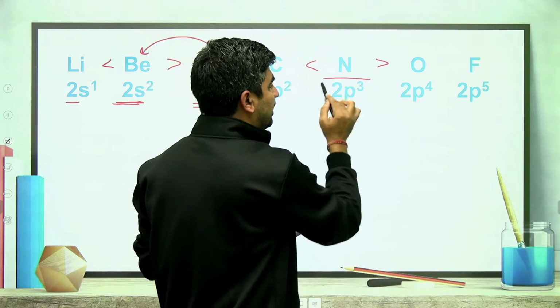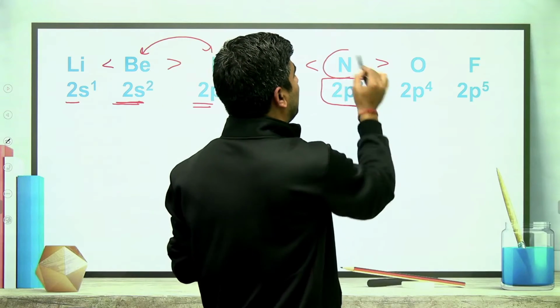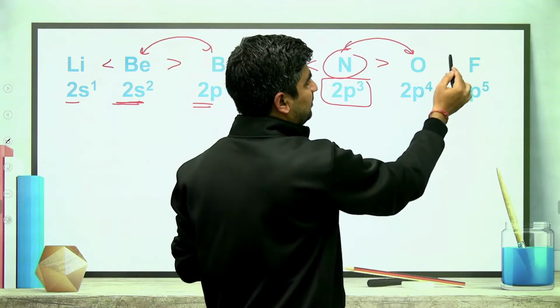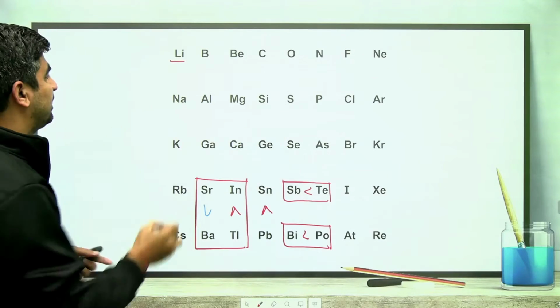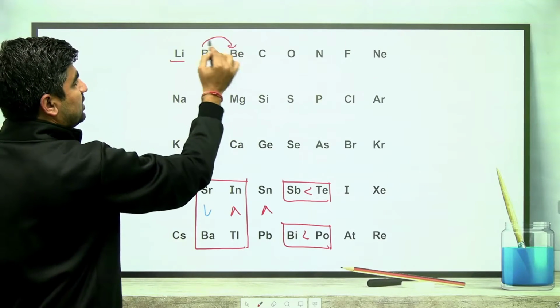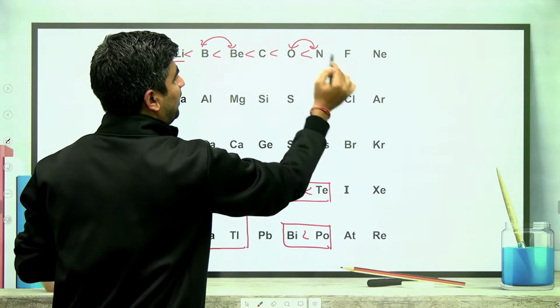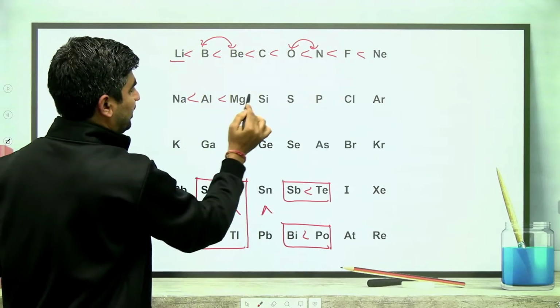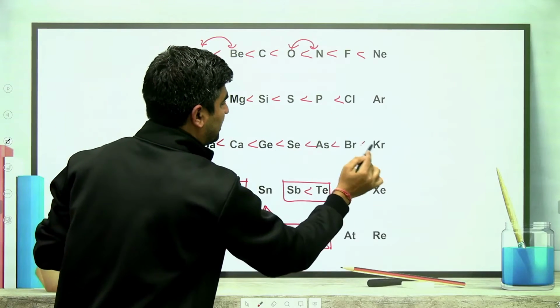Why? Because here I am having a half-filled p orbital, so this order will be followed and I have to interchange its position. Now the order will be this. Similarly, you can remember the complete table, right? So the interchanges are here, 1 2 3 4 5, and the complete table is done, but you have to take care of exceptions.